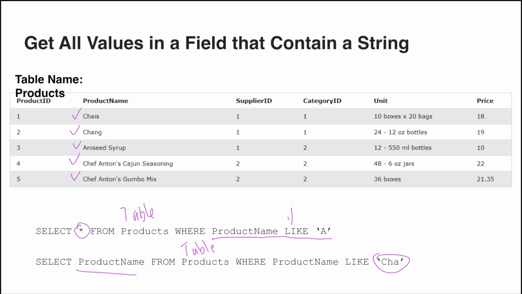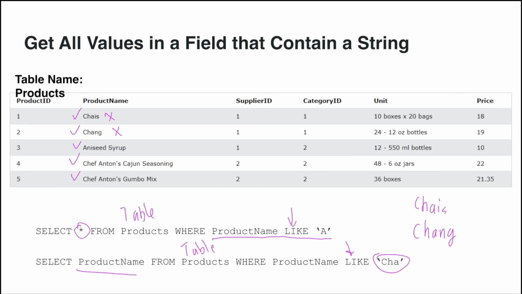That's what the LIKE keyword does. That LIKE is checking for a specific string. It can actually do more complex operations like looking for patterns, but in the context of the IB exam, this is mainly what you're going to see. So these 2 have 'cha' in them. So we're just going to display Chai and Chang.